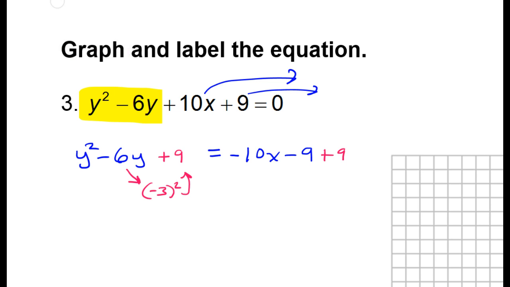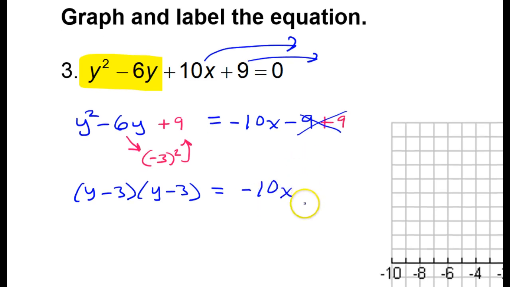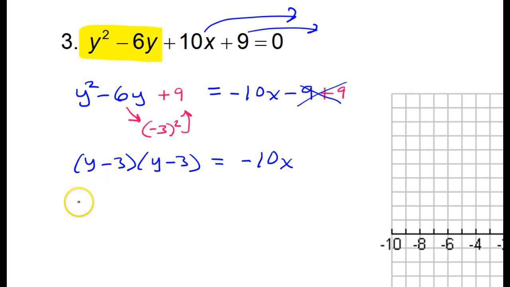So that allows me to factor. So this is going to factor as y minus 3 times y minus 3. Now this problem is going to be a little extra easy because these 9's cancel each other out completely, and that just leaves me with negative 10x. So this can be written as y minus 3 squared is equal to negative 10x. So this is my standard form equation.